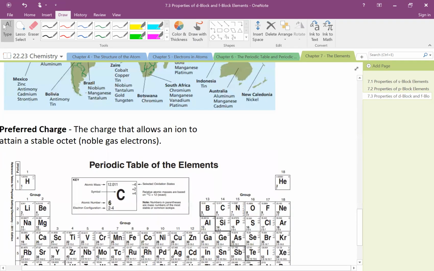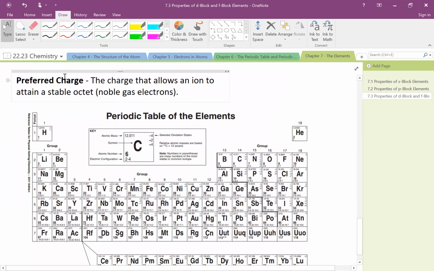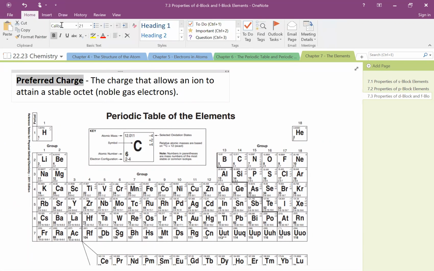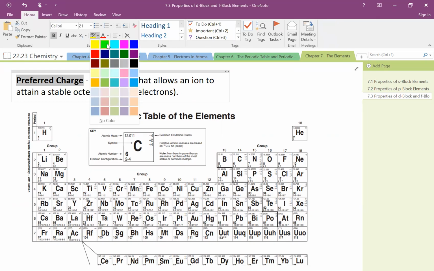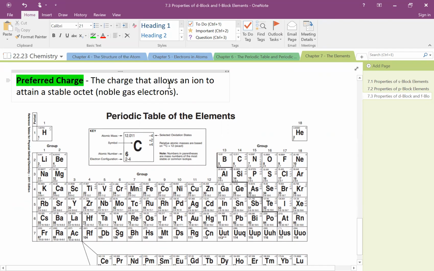All right, I am finally ready to tell you guys about what is called the preferred charge. And we needed to talk about all of the families before we could really get here. Please highlight this. This is so important. This is what is going to play a central role in the next 2 units. Okay, so preferred charge is the charge that allows an ion to attain a stable octet.